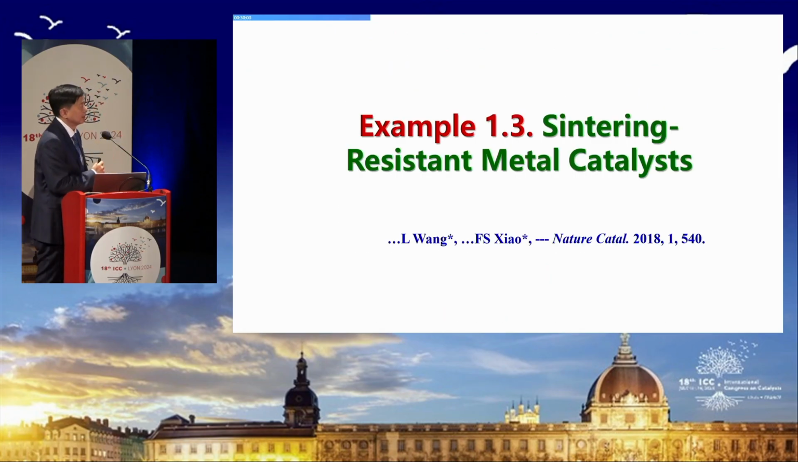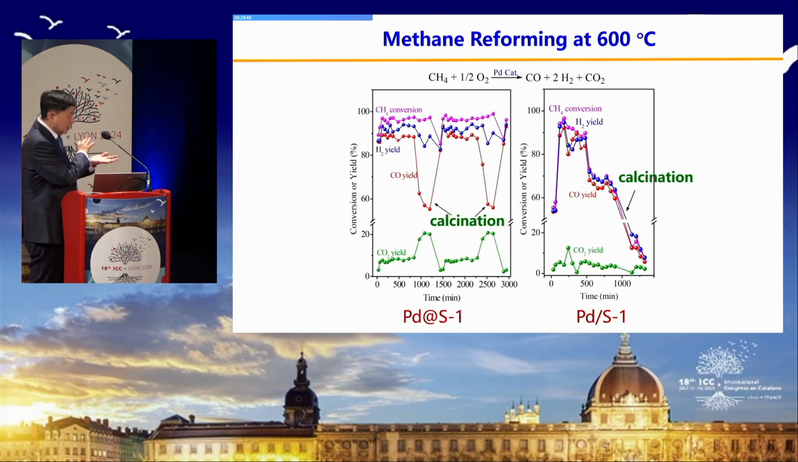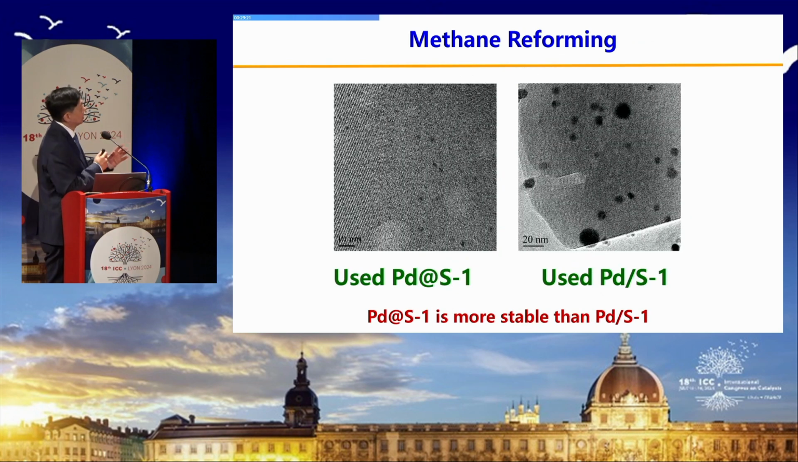So for the third example, I show you a sintering-resistant metal catalyst. Here, this is a different noble metal nanoparticle. We just fix it with zeolite. For the supported catalyst, in the beginning there is very high conversion, but as the reaction proceeds with time, activity is reduced. After calcination, activity is further reduced. But for the fixed catalyst, it's very stable. Even if it loses a little activity, after calcination the activity returns back. But why? We did TEM.